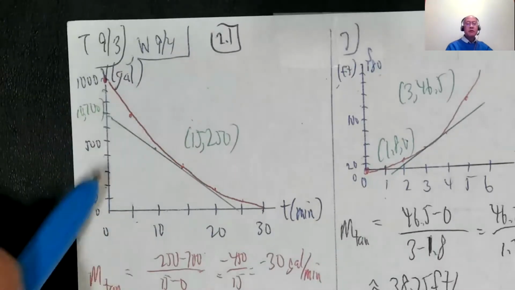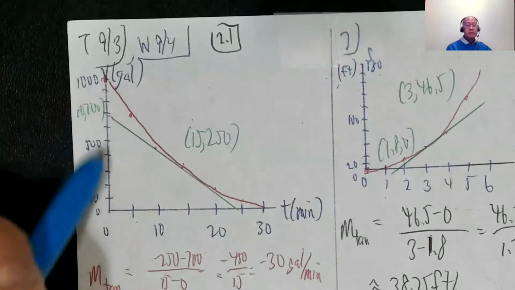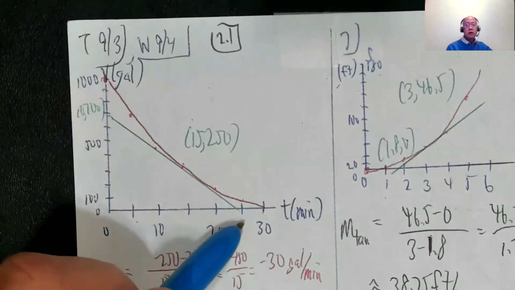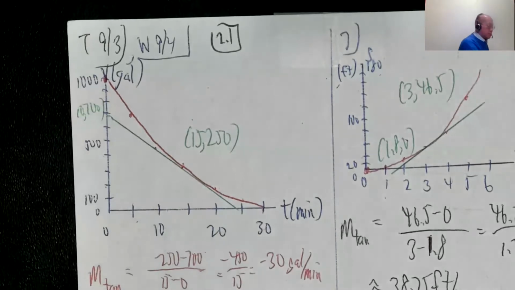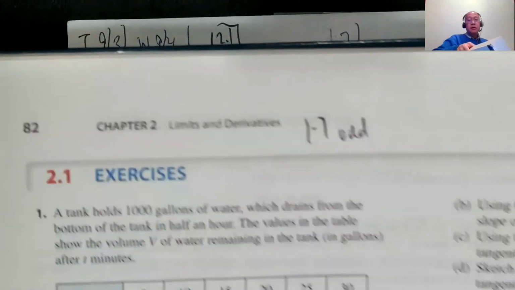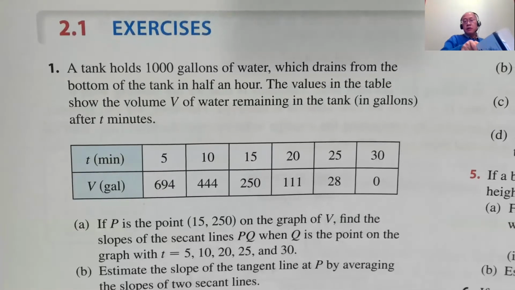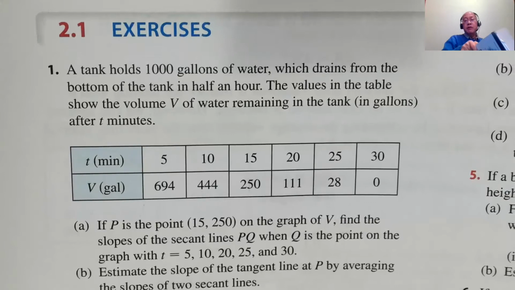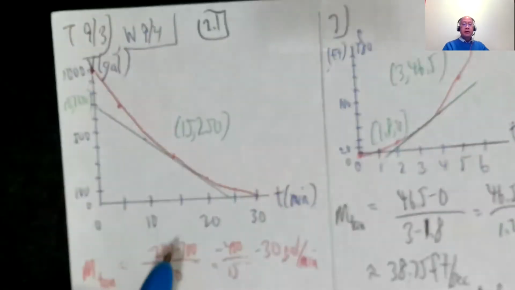I make up a graph. Take the points that were on the table and plot them, from (0, 1000) all the way down to (30, 0). Just plot all these points. (0, 1000) was from the top paragraph there, 1,000 gallons of water at the start. And it looks like this.